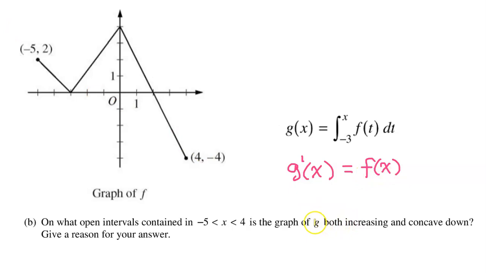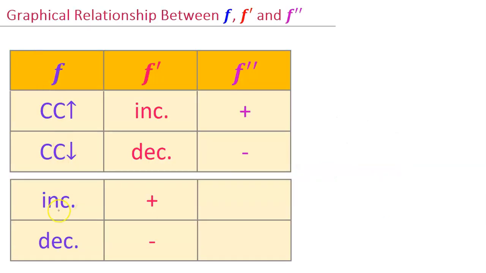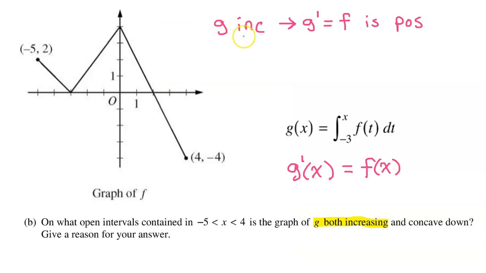We are looking for intervals where g is increasing. First semester we learned that g will be increasing when g prime is positive. So if we want an interval where g is increasing, we will look for an interval where g prime, which equals f, is positive. It's important to write it this way, g prime, which equals f. We always must refer to the graph that we are given.